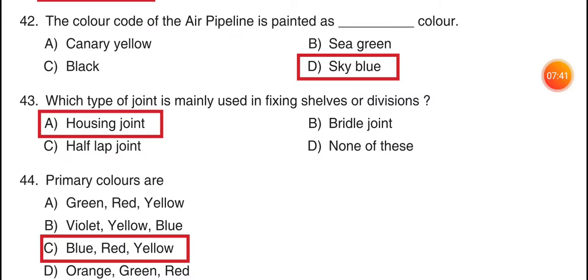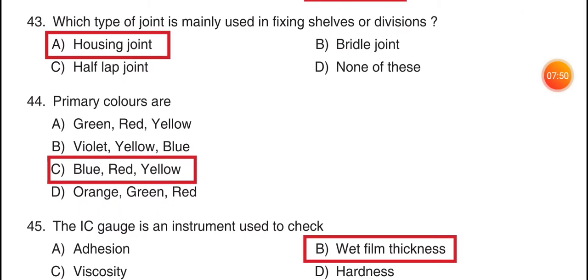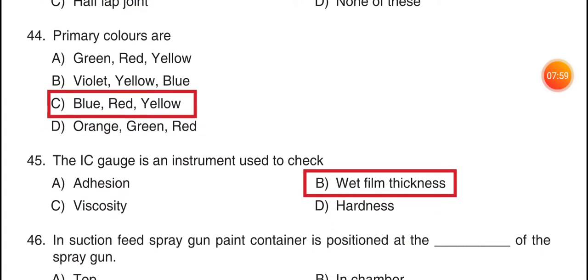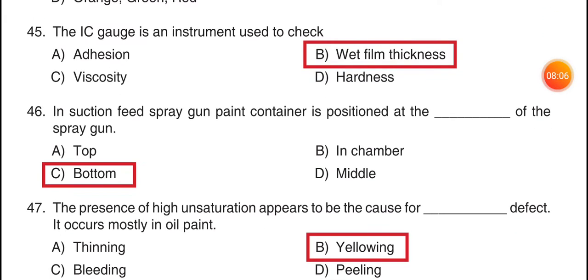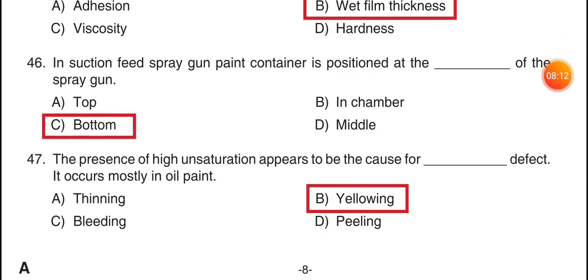42. The color code of air pipeline is painted as dash color. Option D, sky blue color. 43. Which type of joint is mainly used in fixing shells or divisions? Option A, housing joint. 44. Primary colors are. Option C, blue, red and yellow. 45. The IC gauge is an instrument used to check. Option B, wet film thickness.